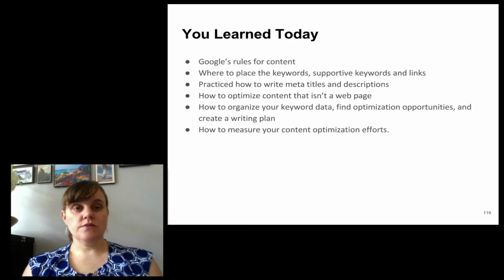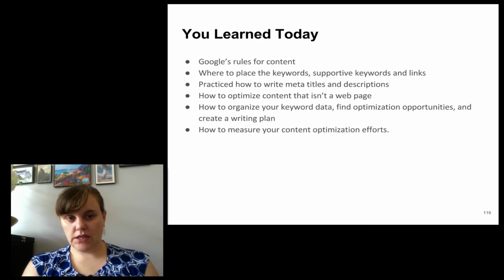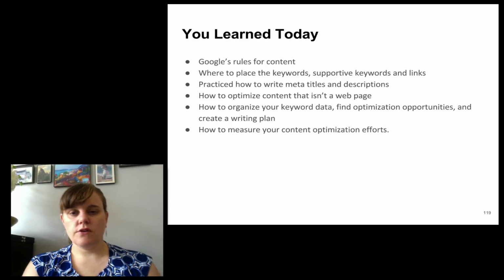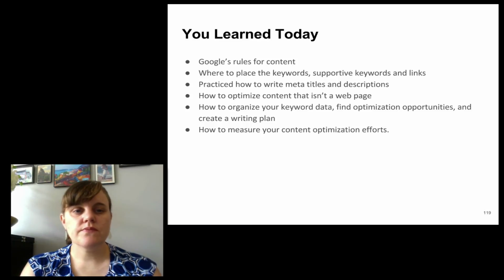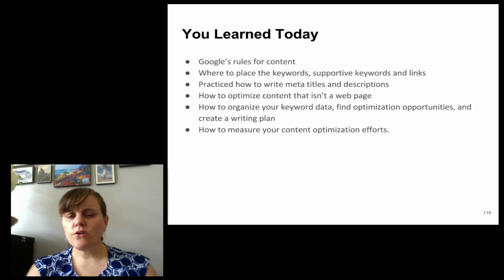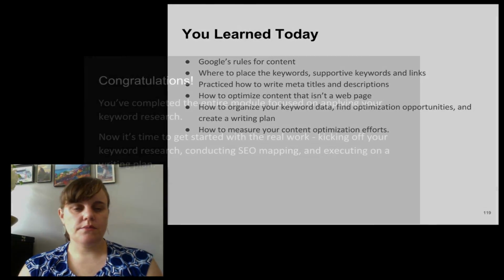So, throughout this entire module, you've learned Google's rules for content, where to place the keywords, your supportive keywords, how to handle links. You've learned how to write meta titles and descriptions, and if you're in coaching with me, we'll go through how to practice writing meta titles and descriptions. We've talked about how to optimize content that isn't a web page, how to organize this keyword data, find your optimization opportunities and create a writing plan, and how to measure your content optimization efforts.